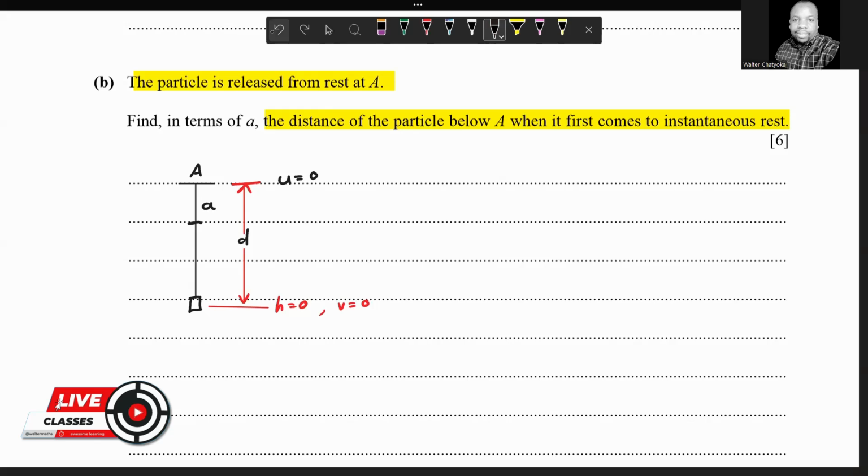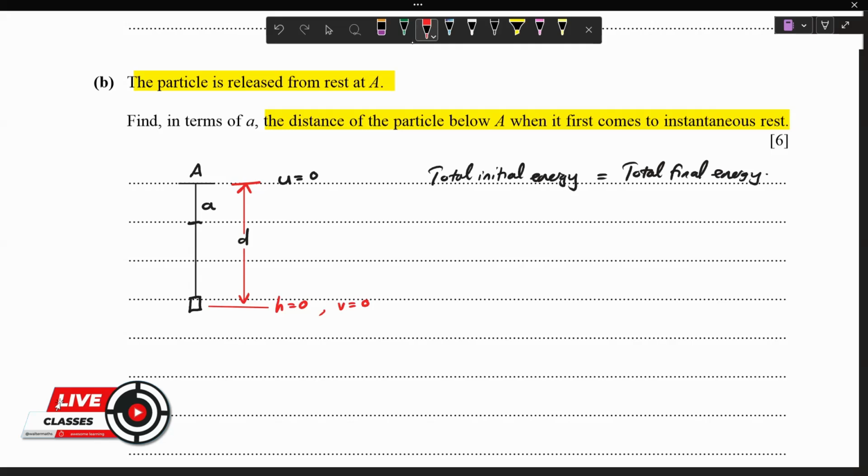So the total initial energy is equal to the total final energy. That's what we're going to use. Here the initial kinetic energy should be 0 because the initial speed is 0. So we're going to have 0 for that. As for the gravitational potential energy, we're going to say the mass, that's 2m, times g, times the height or distance from h equal to 0, and that distance is actually D.